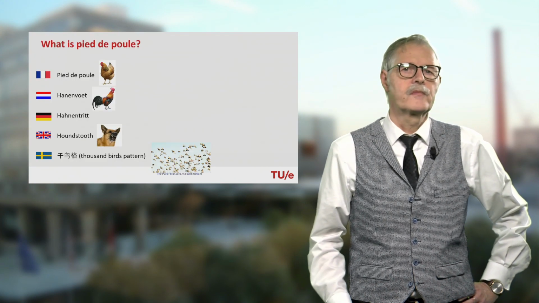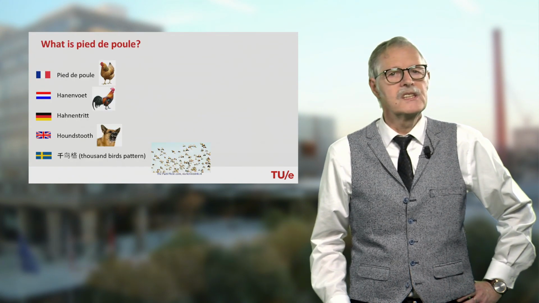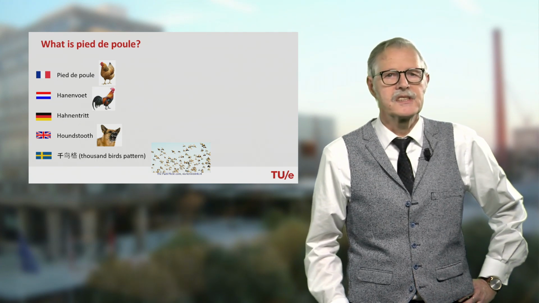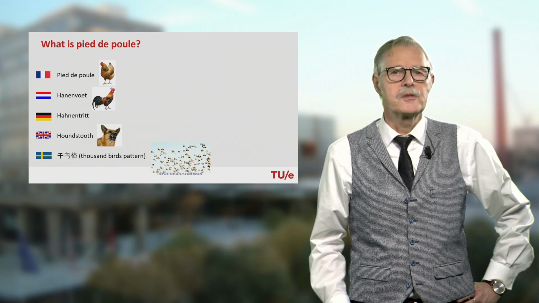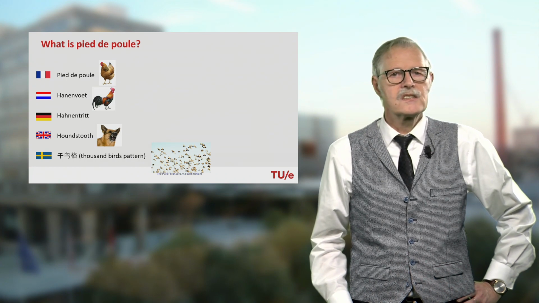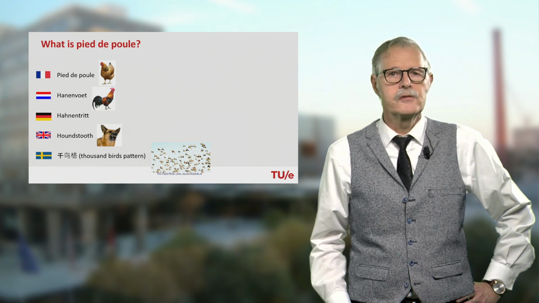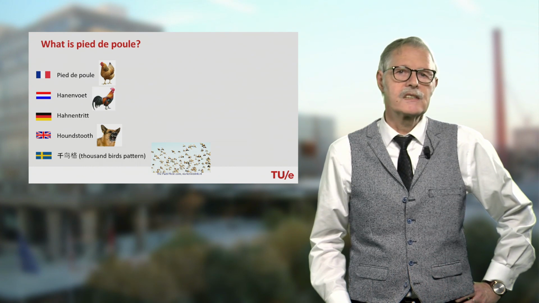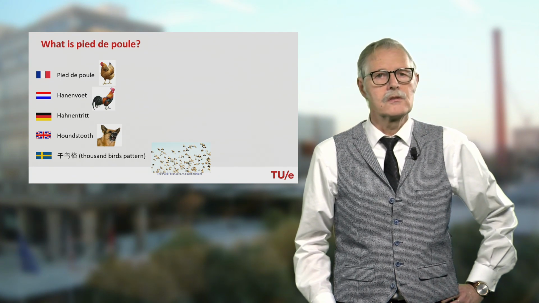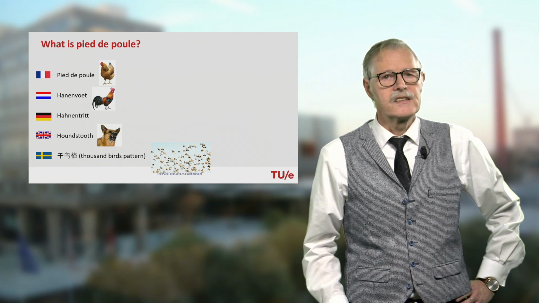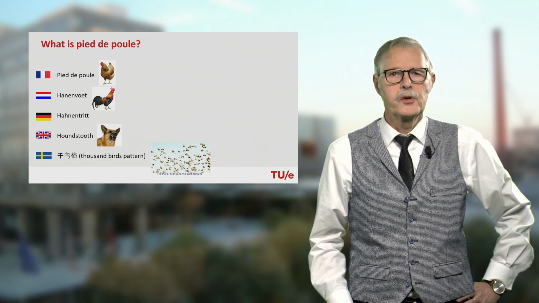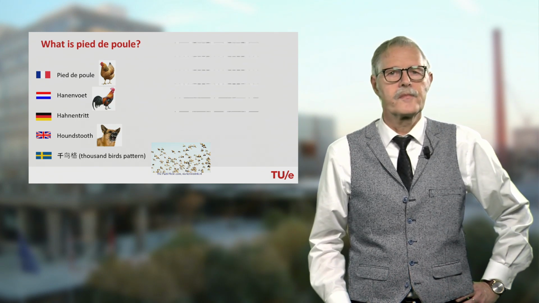What is pied de poule? Here we see that different nations and different languages have different names for it. In France they call it pied de poule, which means the foot of a chicken. In Dutch and in German they call it hanenvoet or hahnentritt, which means like the footprint of a rooster. The English-speaking languages call it houndstooth, and in China it's translated like the thousand bird pattern.